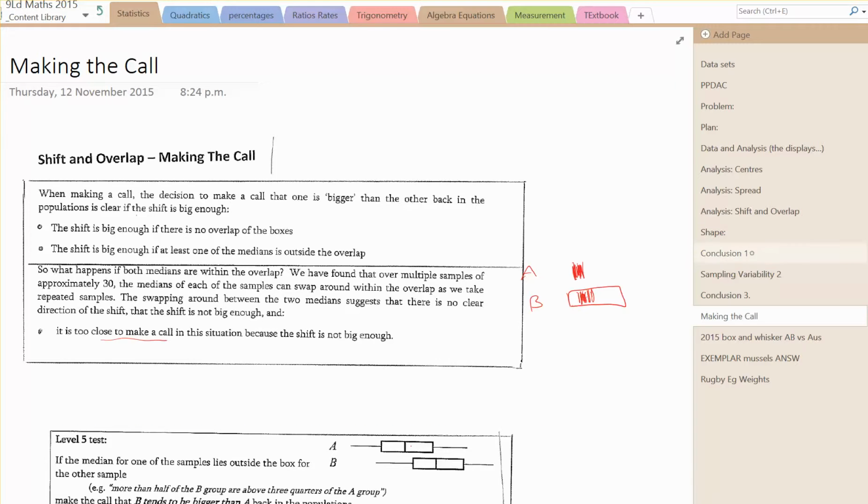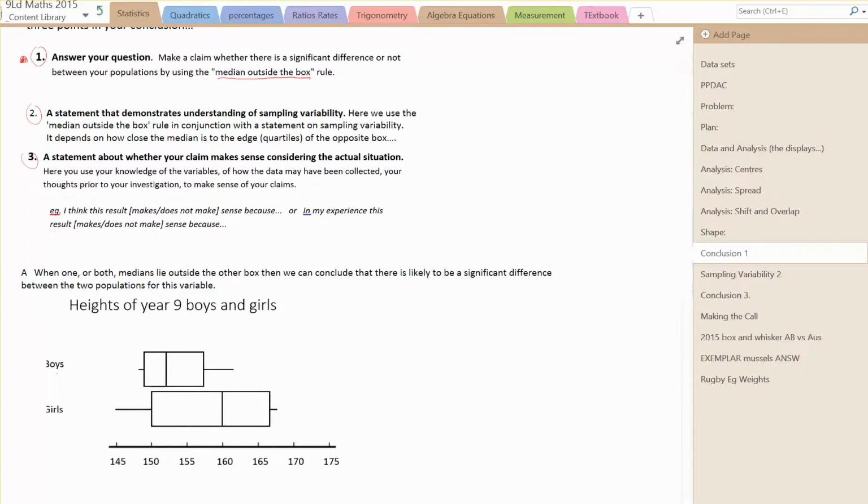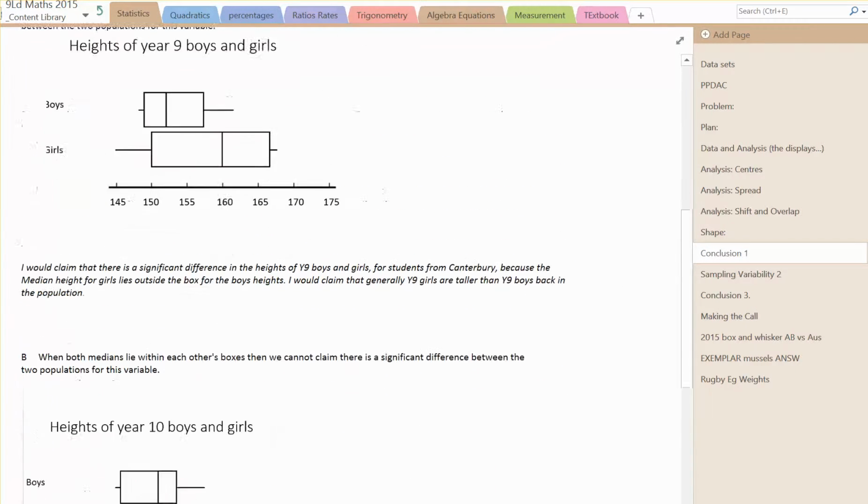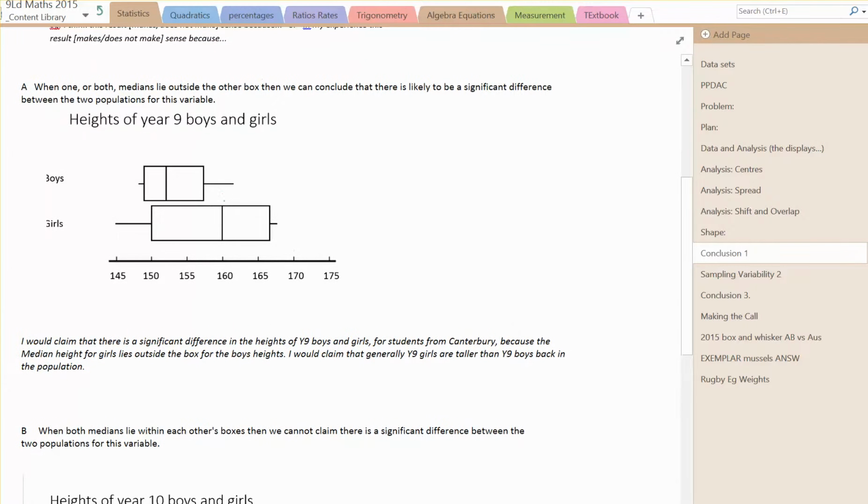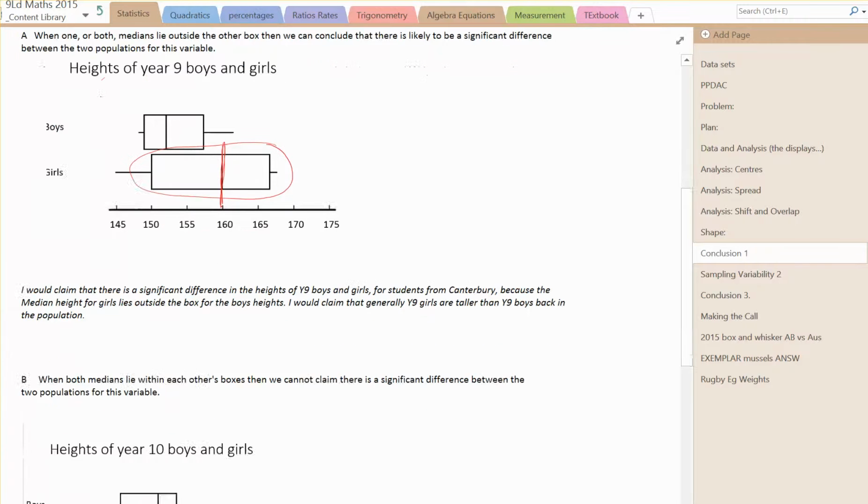Right, so if we go back to what's written here on this conclusion 1 page, here are the three different examples. So the first one, we can see that the median for the girls is outside the box of the other, or outside the overlap. So therefore we can claim that there is a significant difference between the heights of Year 9 boys and girls back in the population that this sample data came from, and we'd conclude that girls are taller than the Year 9 boys. And you can read the sentence.